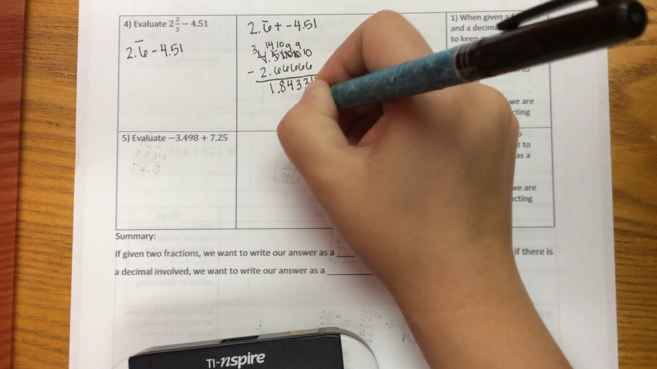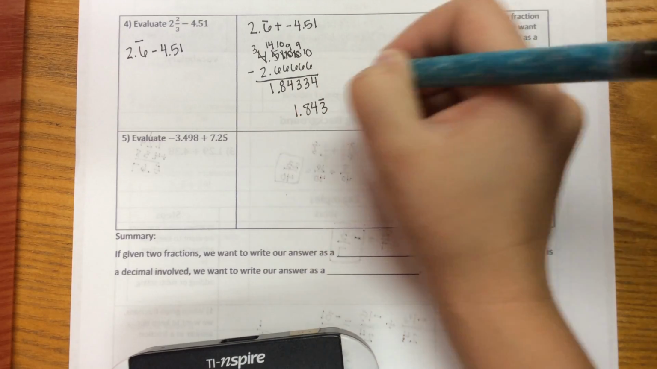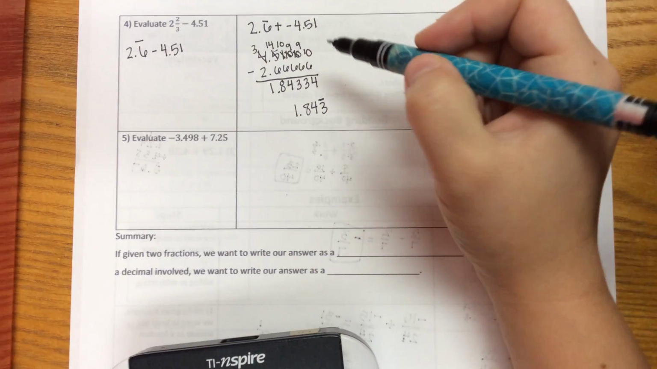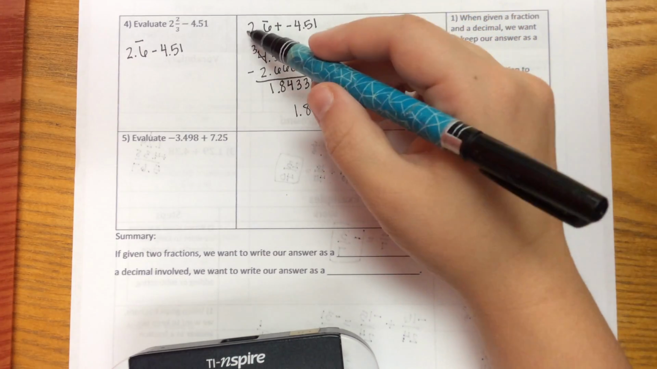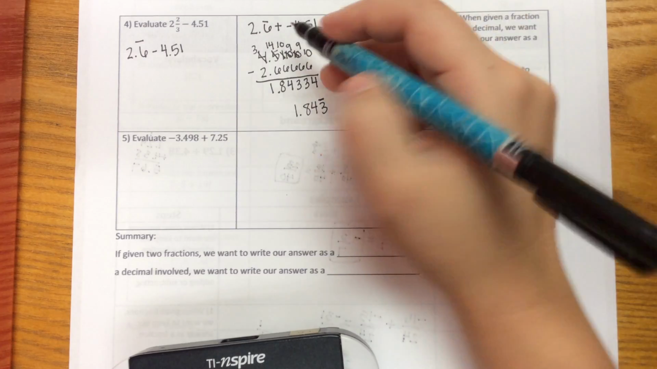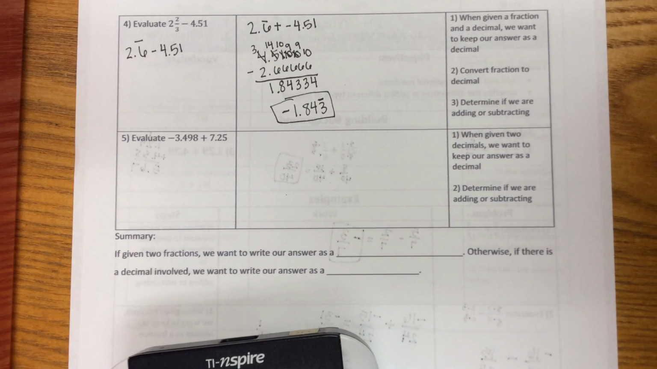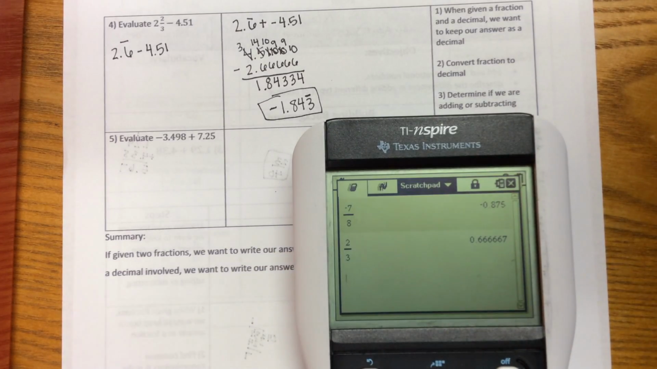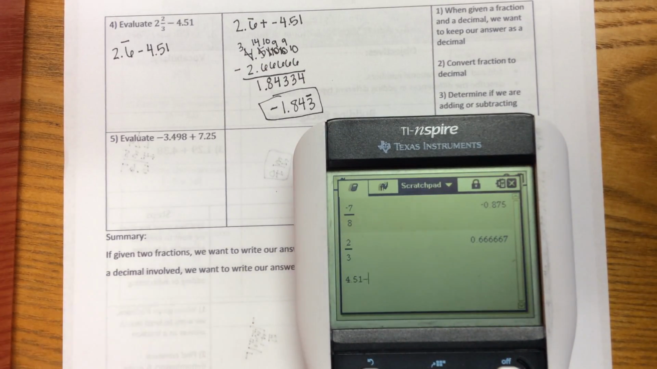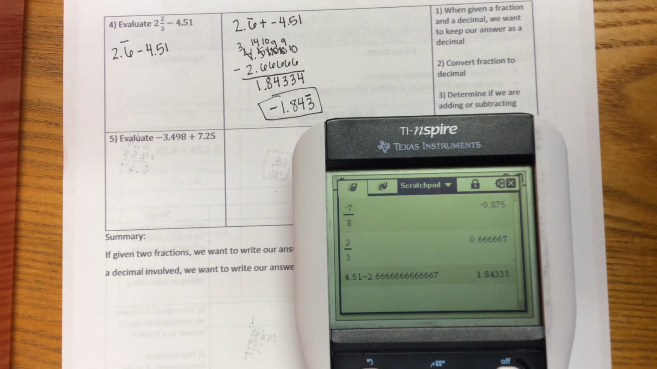So we have 1.843, and just the 3 is repeating. I have 2 positive wholes and 4 negative wholes, so my answer is going to be negative. If you want to double check that 3 repeating in your calculator, you could do 4.51 minus 2.66666, and literally just keep typing 6's in. I can keep going as long as I want. And equals, and that gives me 3. So that means the 3 is repeating.